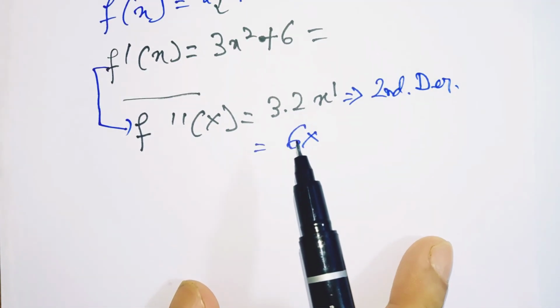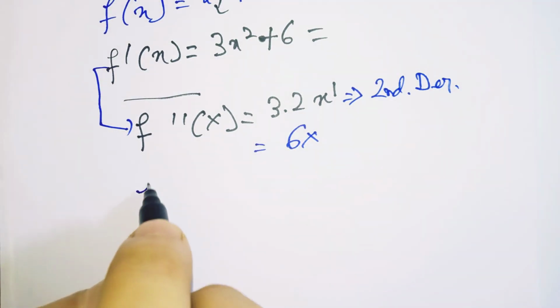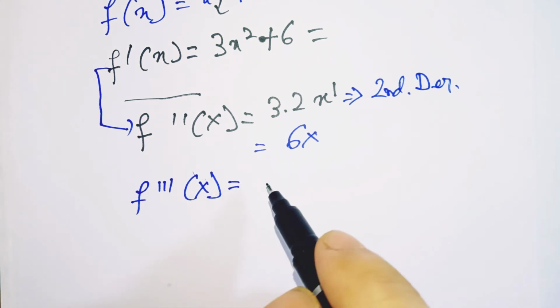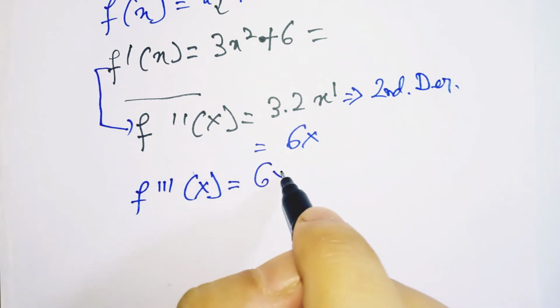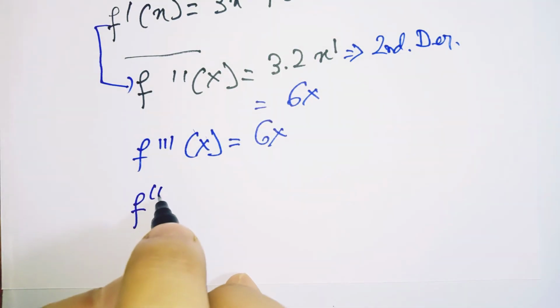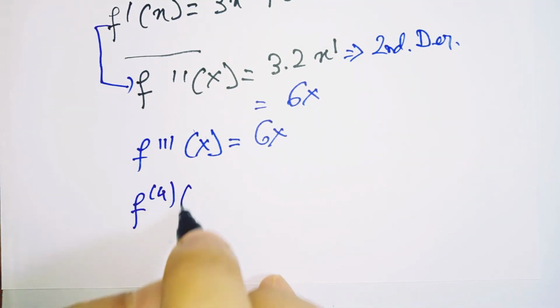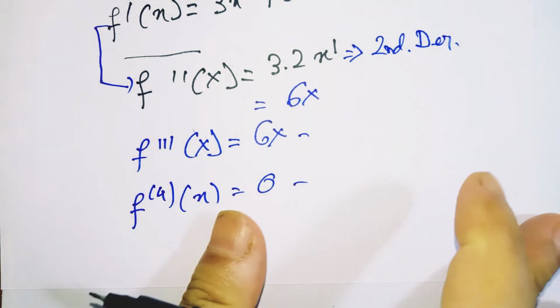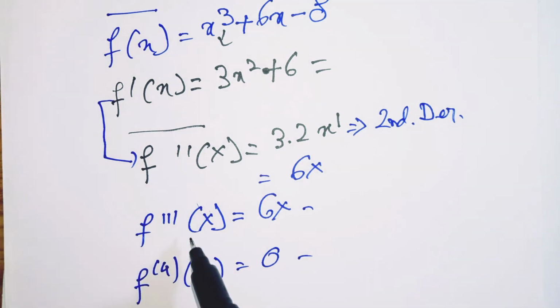What about finding the third derivative? Yeah, we can do that. So for the third derivative, we find the derivative of 6x. So it would be the same, 6. Okay, what about finding the third order derivative of this part? It's a constant, so it would be 0. So you see that we got the second order, the third order and the fourth order derivative.